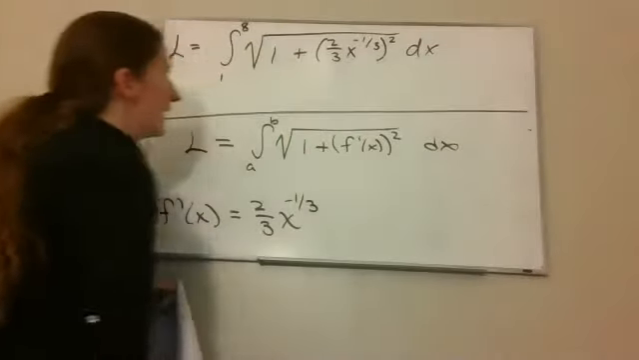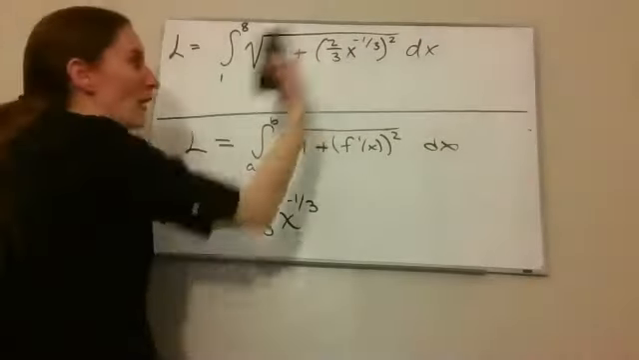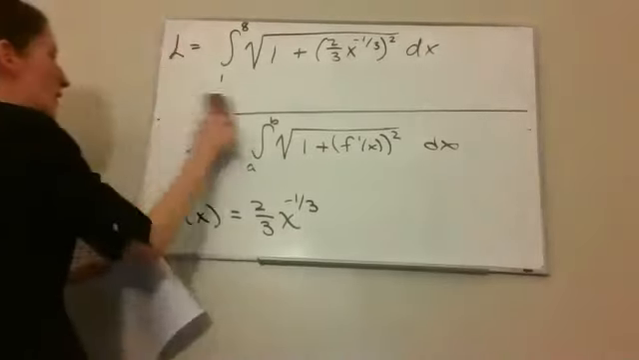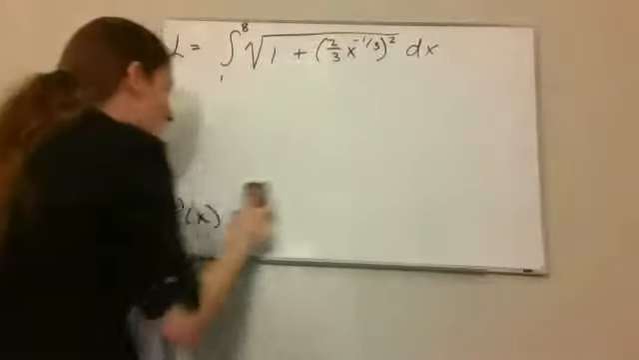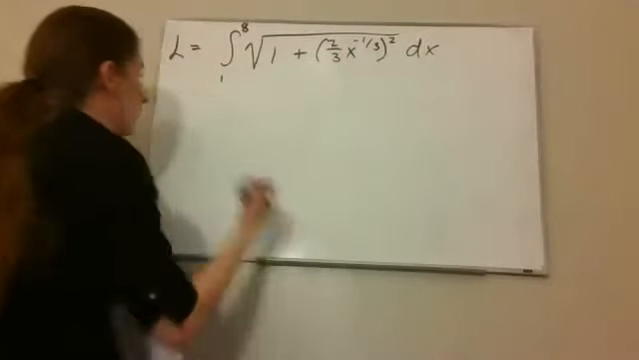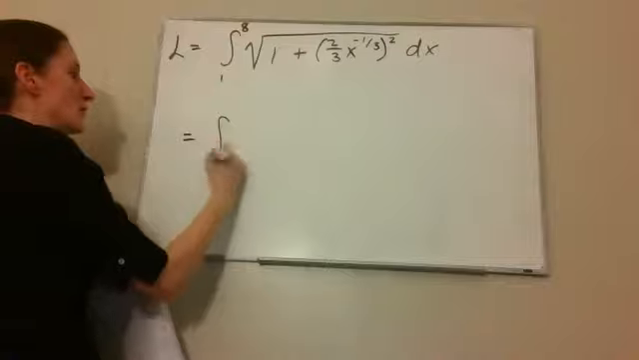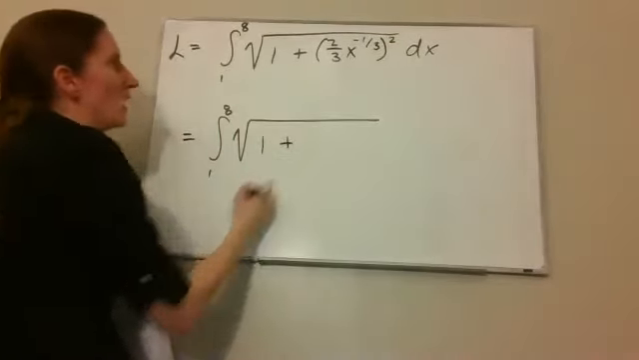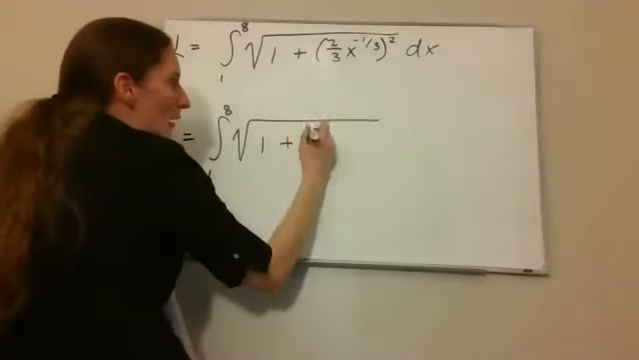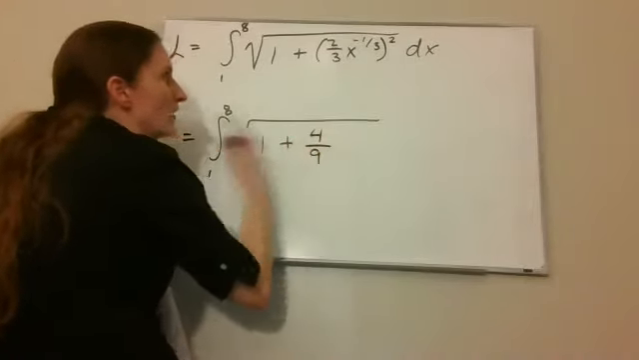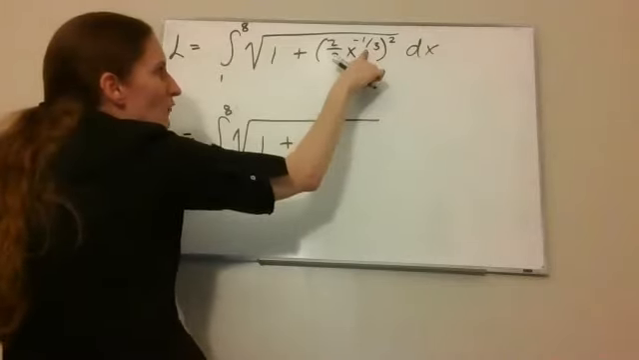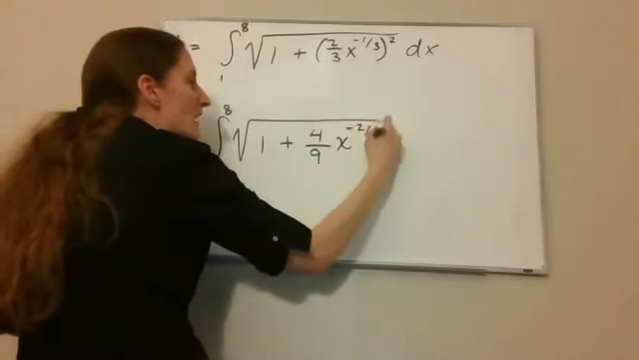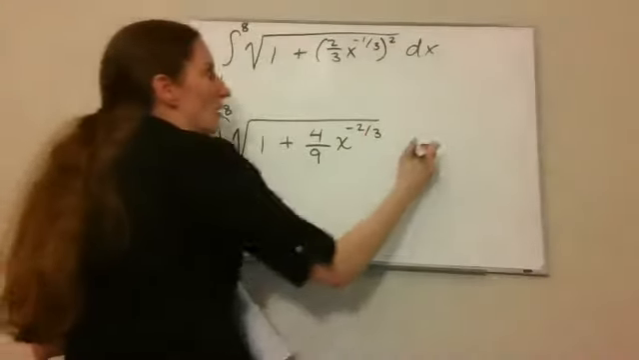And just like the last problem, you should start by squaring that derivative, because that's going to make it a little bit easier to figure out how to do the problem. What we get when we square that derivative, I'm going to have my 1 plus 2/3 squared is 4/9. And then I have x to the negative 1/3 squared. You multiply those exponents to get a negative 2/3 power.